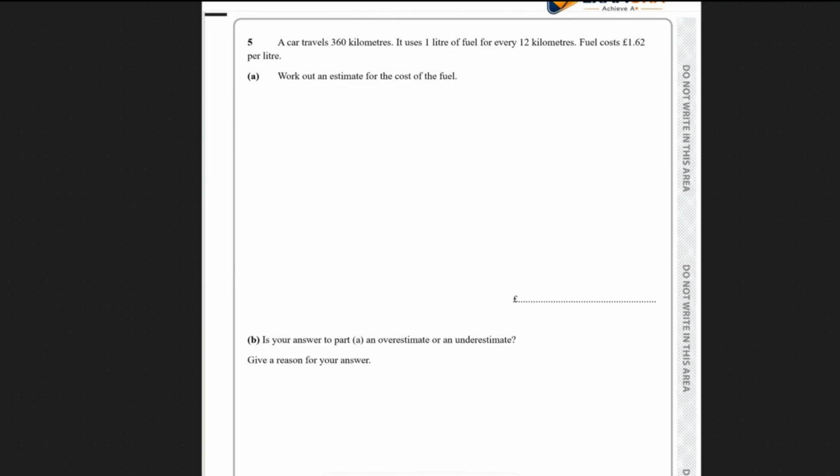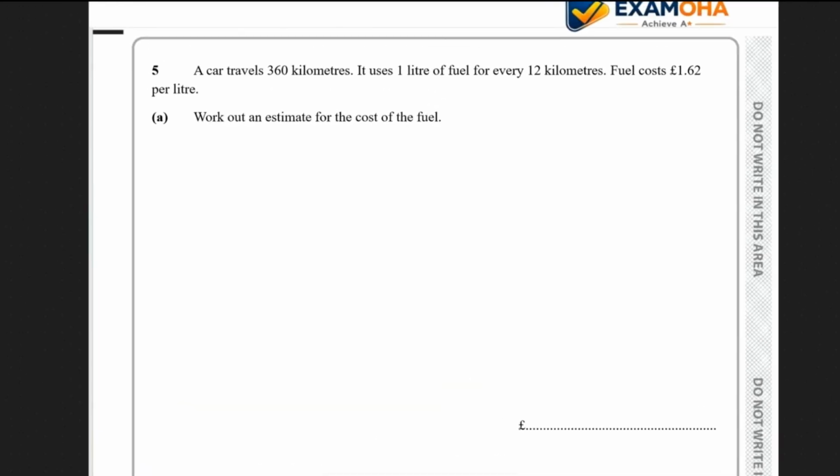So we can understand from this question, if we zoom in here, the car travels 360 kilometers, but it uses 1 liter for 12 kilometers. So if the car travels 360 kilometers, how many liters would that be?